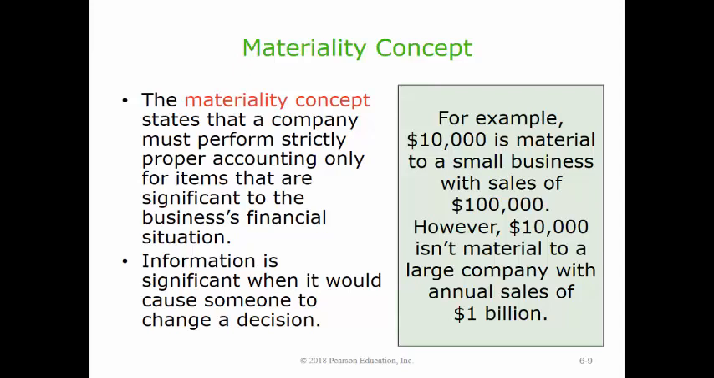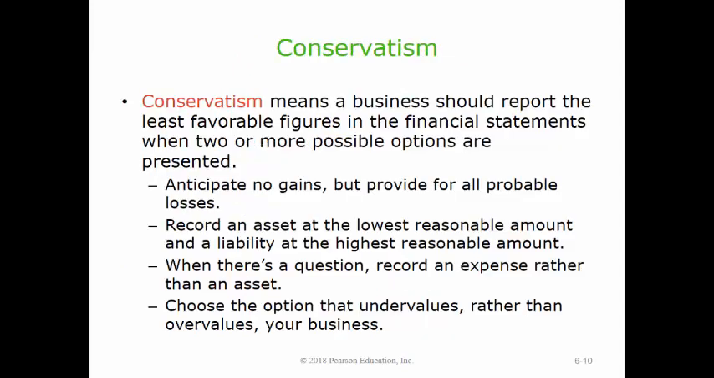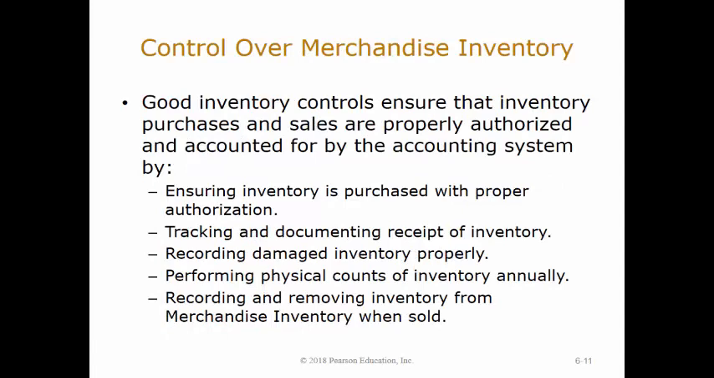For example, a $10,000 transaction is very relevant to a $100,000 company. However, to a $1 billion company, a $10,000 transaction is probably not large enough to, of itself, impact the decision of a stockholder or creditor. The conservatism principle states that a business should report the least favorable figures in the financial statements when two or more possible options are presented. Basically, conservatism is choosing the accounting treatment that is least likely to overstate assets or net income.